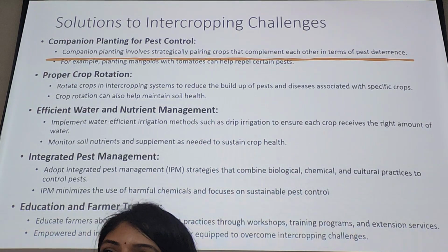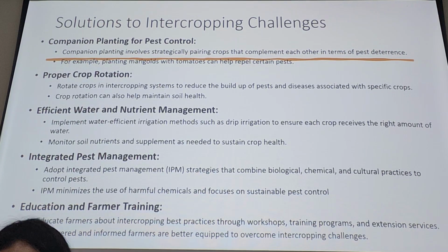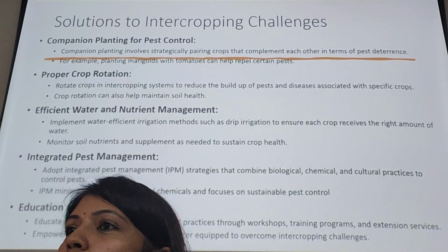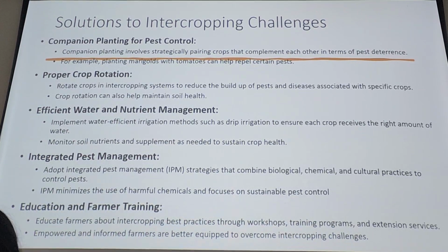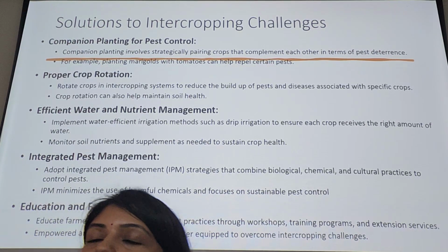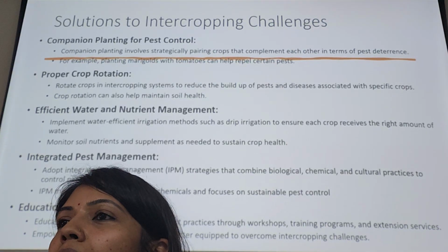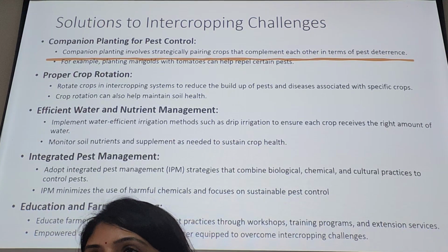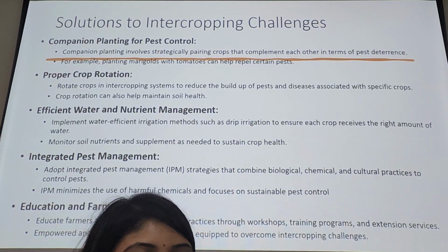So how do we solve these challenges? One is to have companion planting for pest control. Farmers sometimes plant a trap crop, so instead of attacking the main crop, the pests usually go to the trap crop. Next, proper crop rotation. When we rotate the intercropping system with different types of plants, indirectly you also break the cycle of pests that come to a certain species. So when you rotate the crops that you plant, the pest is also different.